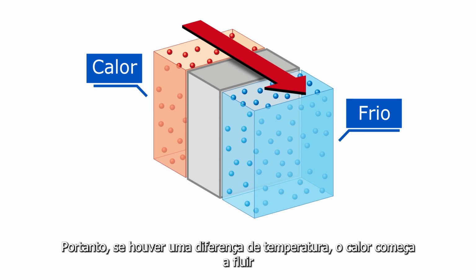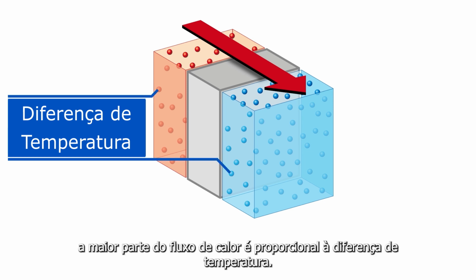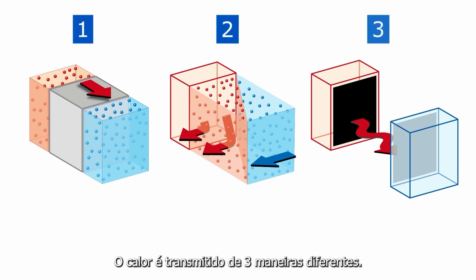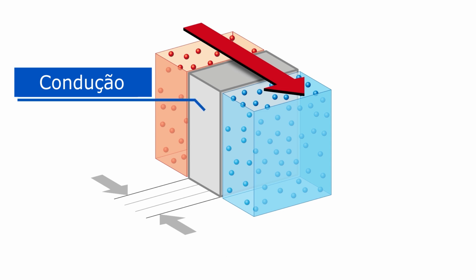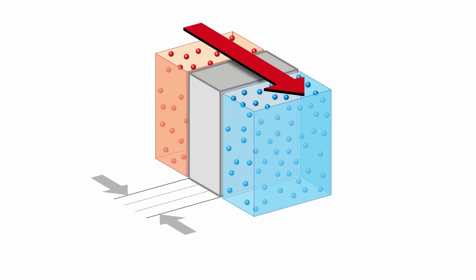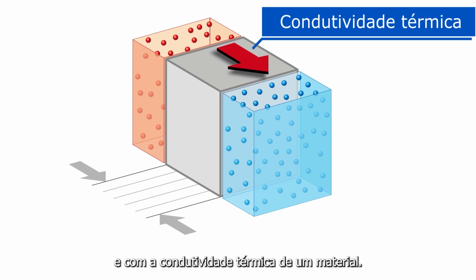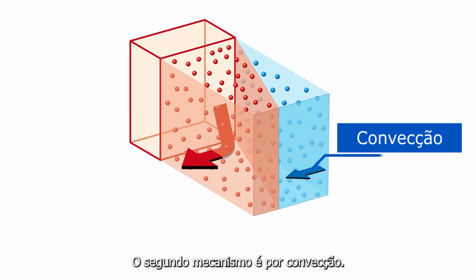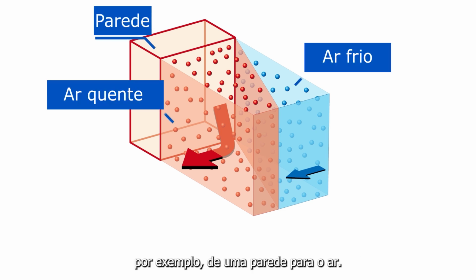So if there is a temperature difference, heat starts flowing. As a first approximation, heat flux is proportional to the temperature difference. Heat is transmitted in three different ways. The first mechanism is through conduction, through a solid or stationary fluid, for example, inside a wall. Conductive heat transfer scales with dimensions and with the thermal conductivity of a material. The second mechanism is through convection, from a solid to a moving fluid or gas, for example, from a wall to air.